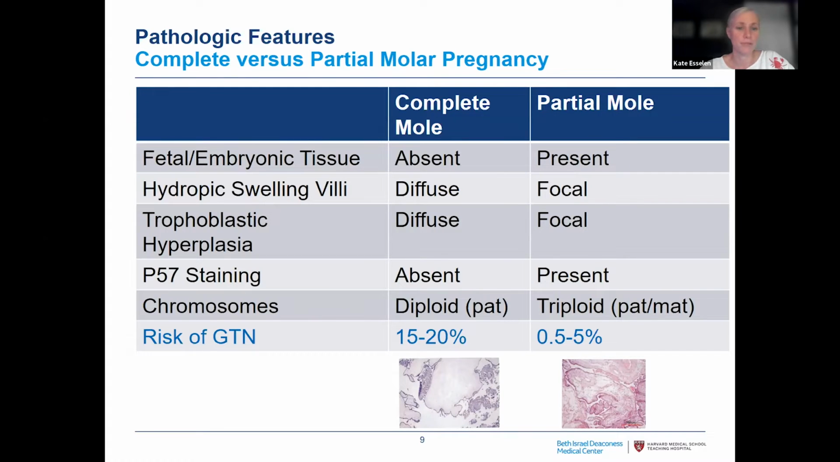So with a complete mole, and again, GTN is the malignant version of the gestational trophoblastic disease. So with molar pregnancies, both complete and partial, they're benign. The risk of then subsequently developing a malignancy or an invasive disease related to this is about 15 to 20% for a complete mole, but only up to about 5% for a partial mole. So that has implications into how we follow these patients and what we do for them at diagnosis.